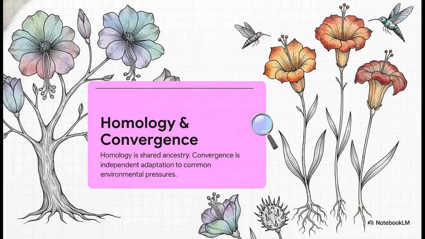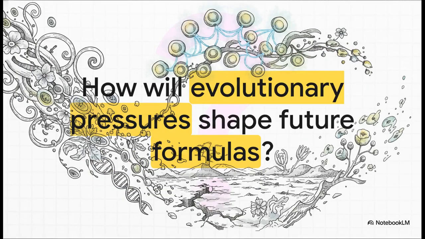But sometimes it's convergence. That's when completely unrelated plants end up with the same code, like an inferior ovary, because they independently solved the exact same environmental problem. Maybe they both needed to attract a very specific bug or survive a super harsh climate. These formulas aren't just static math problems. Every fused petal and superior ovary is a living snapshot of a survival strategy, written in botanical code.